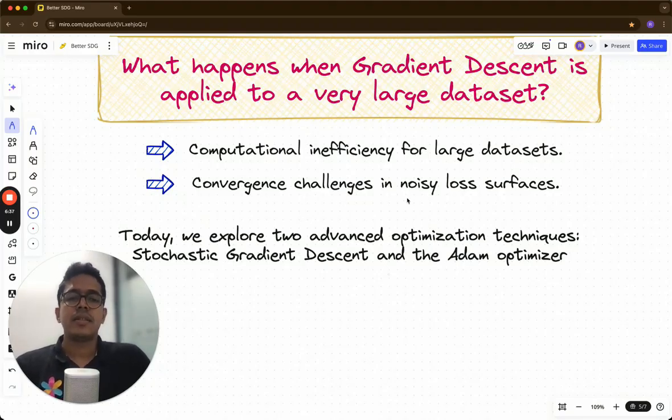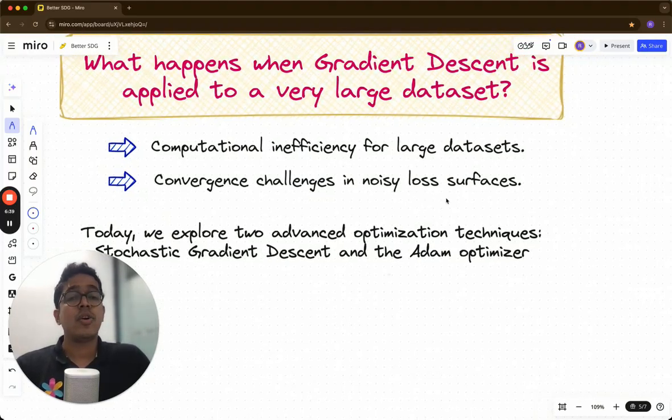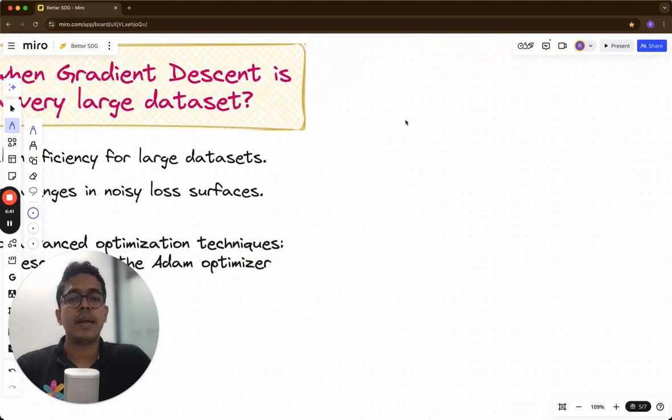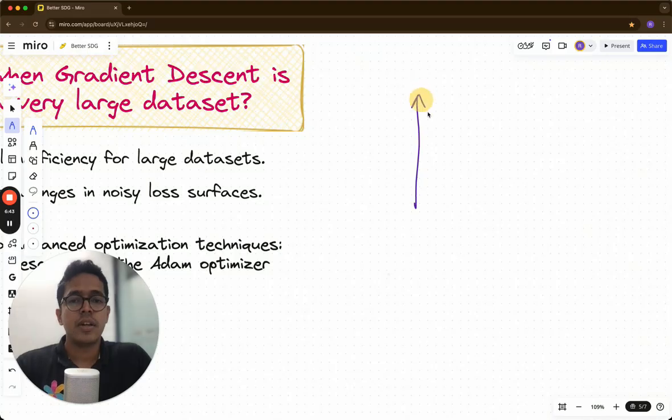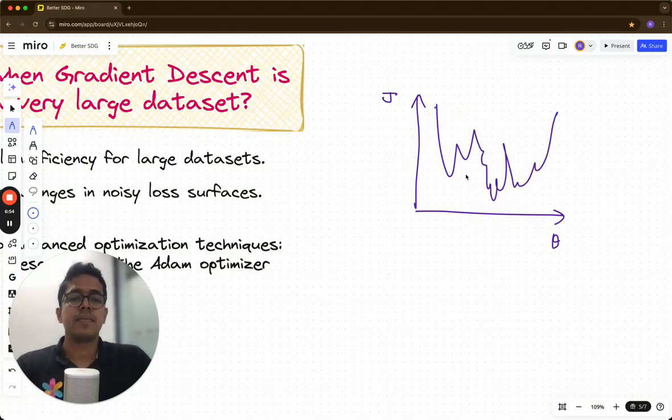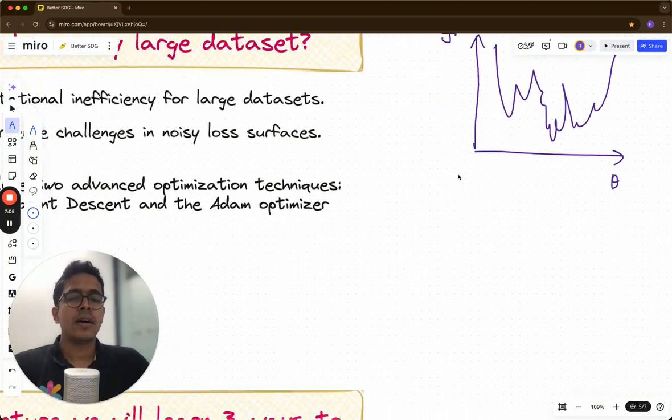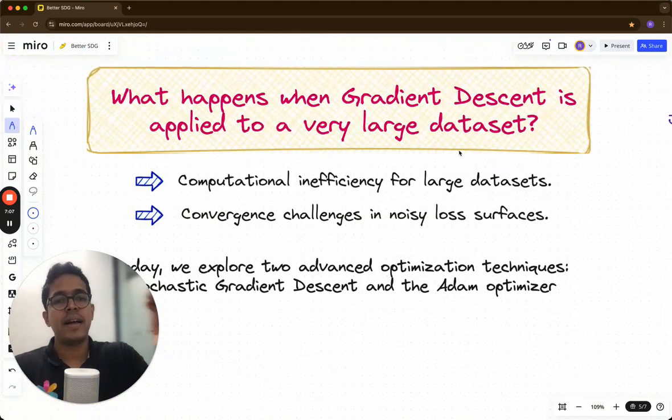Then convergence can be difficult in noisy loss surfaces. And what do we mean by noisy loss surface? A noisy loss surface can look something like this. So let's say instead of a beautiful loss function like this, where this is J and this is theta, it looks something like this. This is a very noisy loss surface, and it's very difficult for gradient descent to find a proper convergence at some good minima. So this is also an issue with vanilla gradient descent.